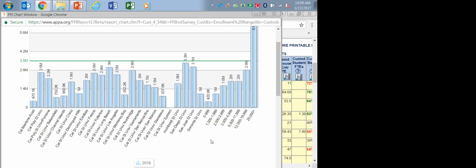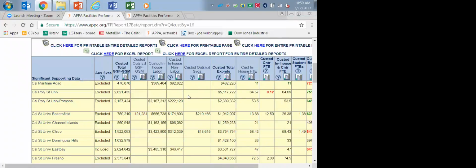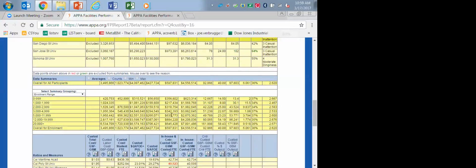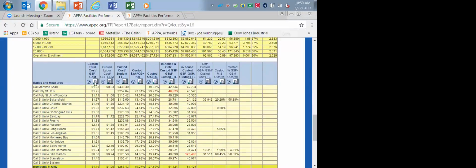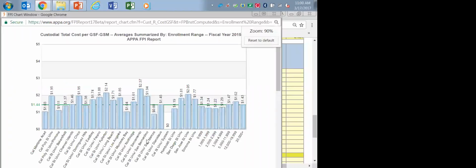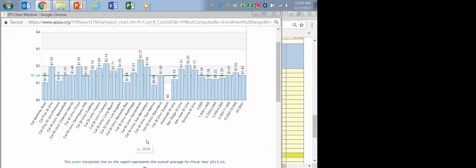This is a total budget. So the budgets, obviously, there's a lot of fluctuation in budgets depending on campus size. Keep going down. There you go. Right there. There's the cost per square foot. You're seeing a national average of about $1.44. The CSU average is about $1.41, slightly below the national average.